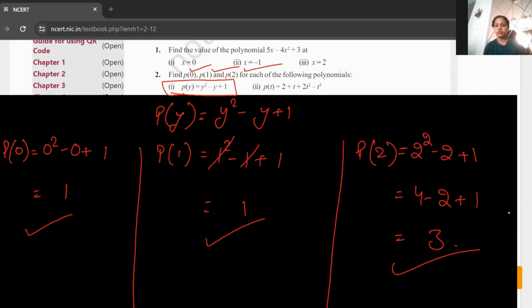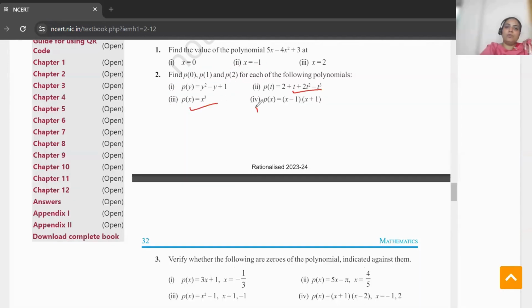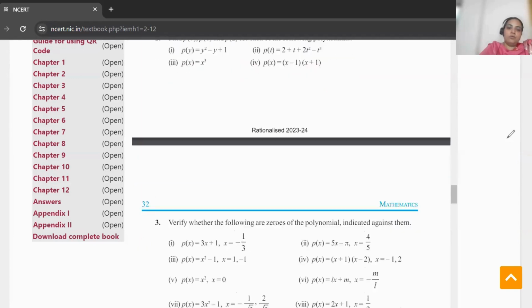So how many parts are there in all? 3 more, 3 more, 3 more. So 9 parts you have to do as your homework now. Okay? Clear? Okay. Moving to the next question now.